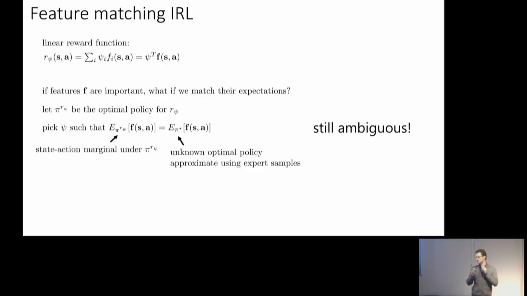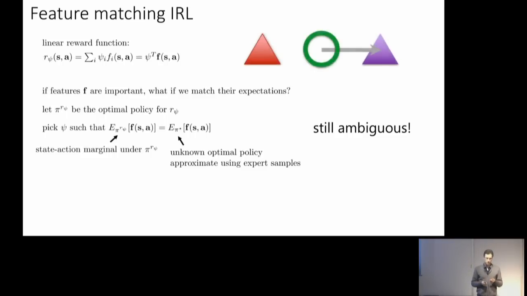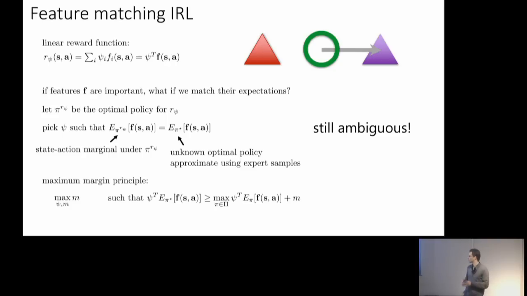This formulation is better, but it's still ambiguous. Because if you have features that do not uniquely identify the expert's behavior, you can still have multiple possible explanations. So, in the example with the triangles, if you have a feature for going right and a feature for going to the purple thing, perhaps you want to match both of those features, but they might not actually both matter. It might actually be only one of the two. But it's a starting point, and we can work with that.